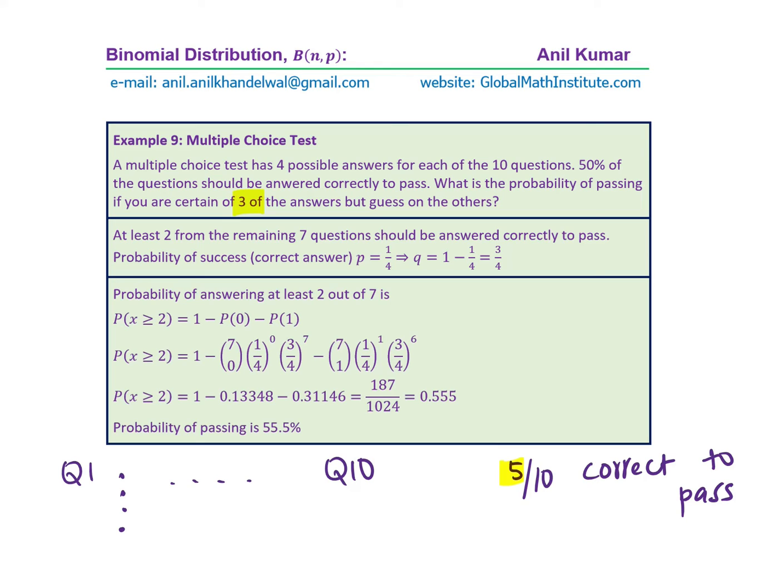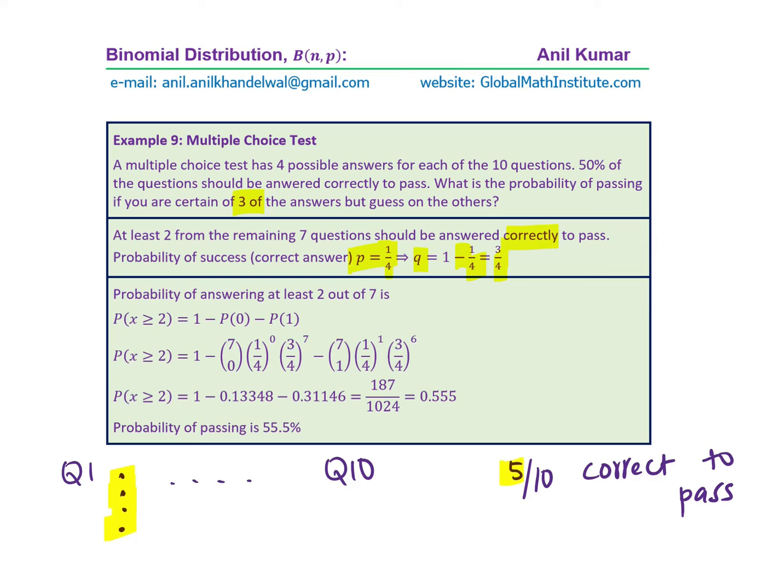You can pause the video and answer. And let's see, how do we solve it? Now, clearly, when you are making a guess, it could be either a correct answer or an incorrect answer, right? So our success is a correct answer. Now, since there are 4 options, the success probability will be 1 out of 4. So p is 1 out of 4. q will be 1 minus 1 out of 4, which is 3 out of 4.